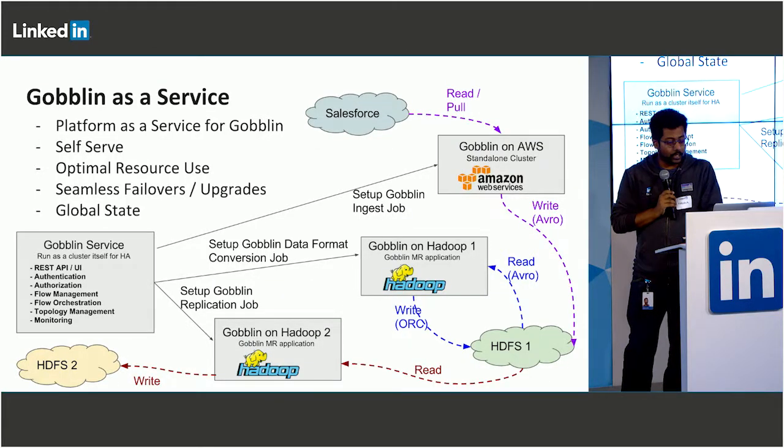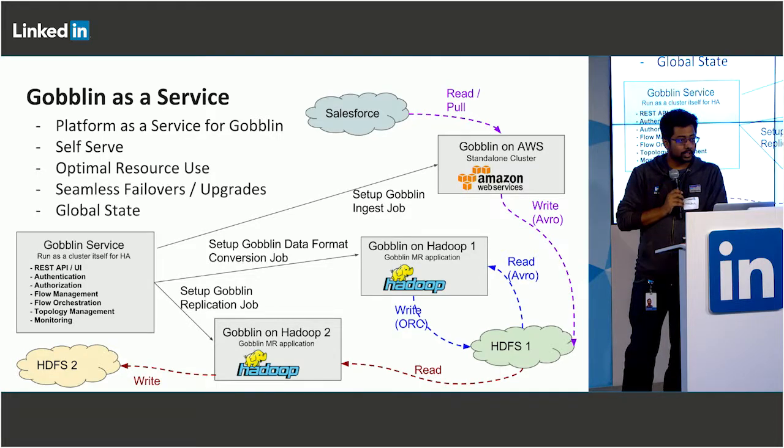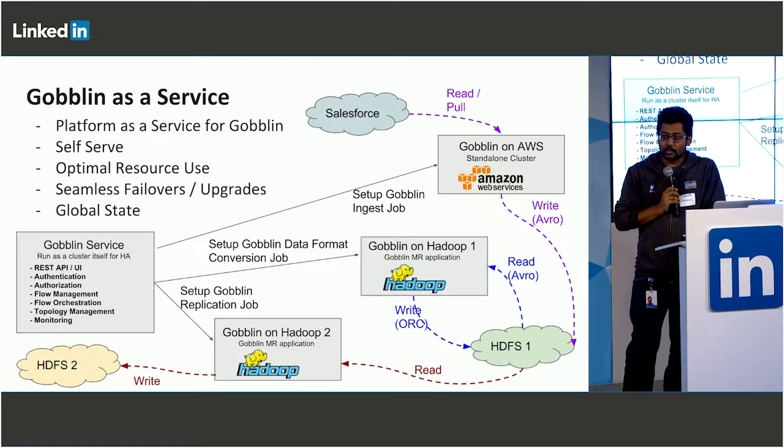Another big update, we have also come up with something called Gobblin as a Service, which is our attempt at building a platform as a service around Gobblin. What it does is that given Gobblin's evolution into solving multiple data integration use cases, we have multiple deployments of Gobblin within LinkedIn itself, but provisioning and setting up jobs across all of those deployments becomes pretty hard. So Gobblin Service sits in front of all of those deployments and makes it much easier to provision jobs across all of those deployments.